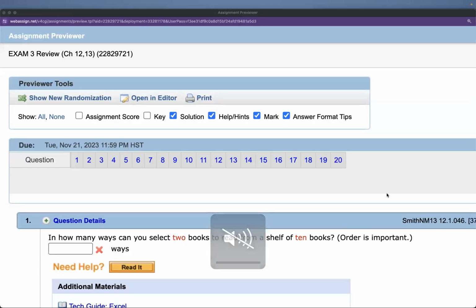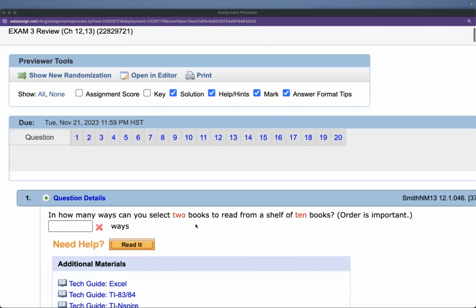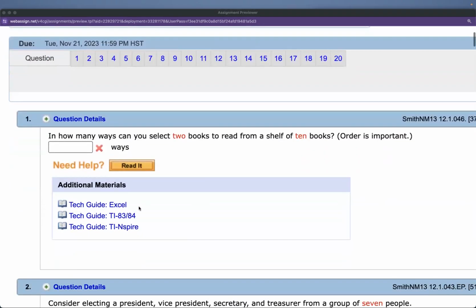Hi guys. A few people have asked me questions about this exam review, and there are a couple of questions that are a little hard, so I thought I'd make a tutorial like I've been doing.